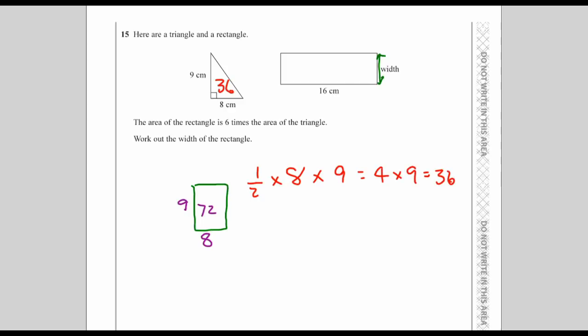Okay. So, the area of the rectangle is 6 times the area of the triangle. So this is 6 times 36. So let's work it out down at the bottom. 36 times 6. Well, 6 times 6 is 36. And 6 times 3 is 18. So 18 plus your 3 gives you 21. So 216 is the area.